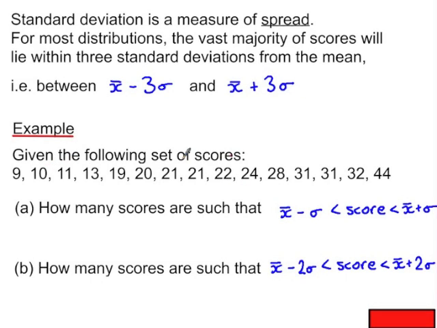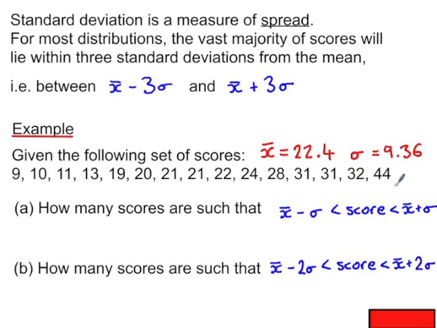For this particular set of scores, the mean is 22.4. Before you go any further, you should check that you're able to calculate these two statistics from this set of data.